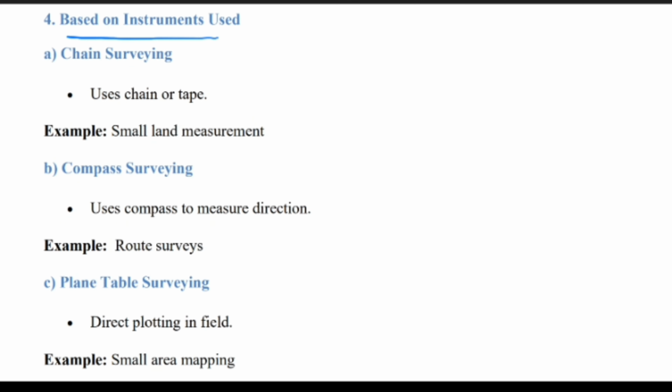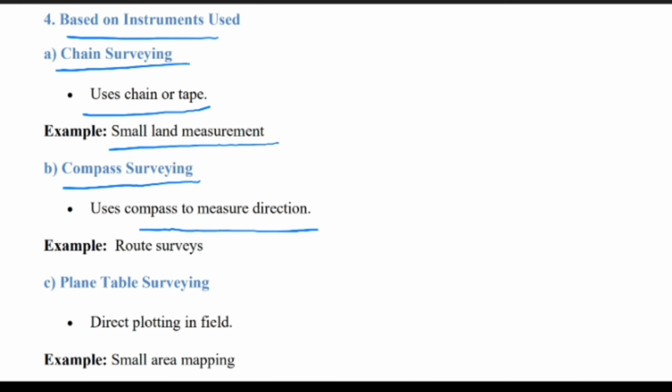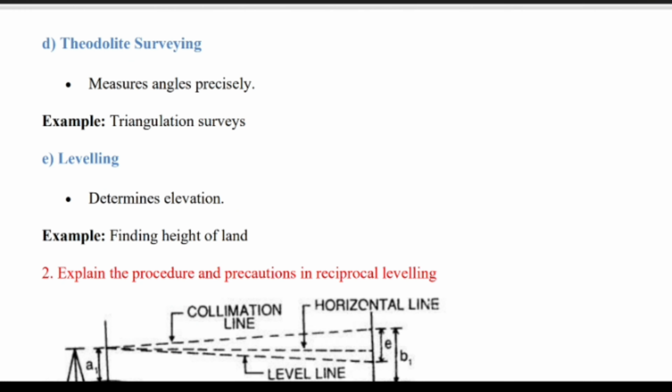Next is based on the instrument used. One is chain surveying, using chain and tape, for small measurement areas. Coming to compass surveying, we measure directions, used for making route surveys. Next is plane table surveying, used for plotting of the field and small area mapping.